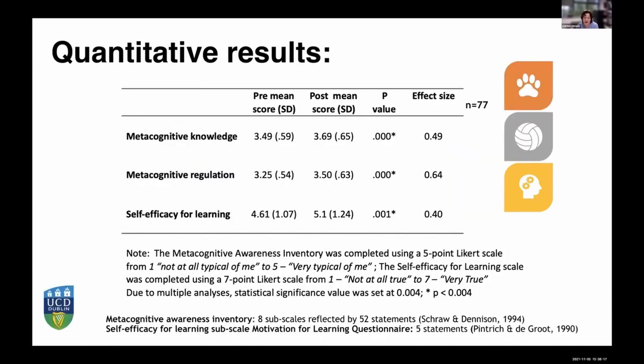So our results then showed a significant impact on student learning. And here we have some of the quantitative data outlined. So we're looking at an increase in metacognitive skills, measured here as metacognitive knowledge and metacognitive regulation. So we saw an increase in both of those parameters with an effect size of 0.49 and 0.64 respectively. Students also showed more confidence in their learning and a self-efficacy for learning. And again, this was significant and with an effect size of 0.4. So overall, this initial study showed a nice effect in terms of impact on metacognitive skill development.